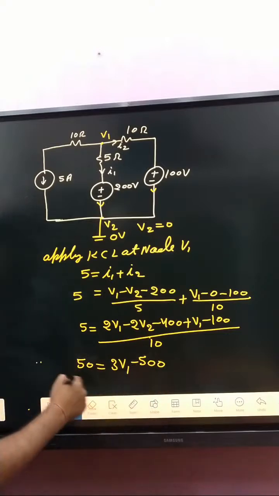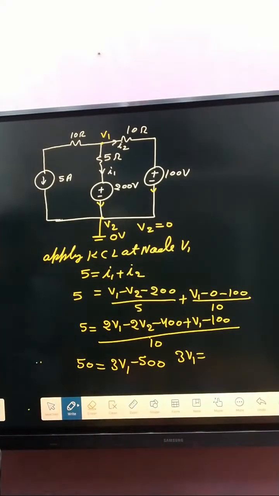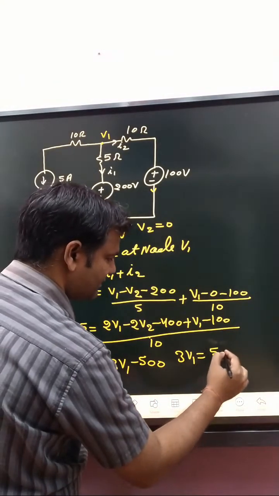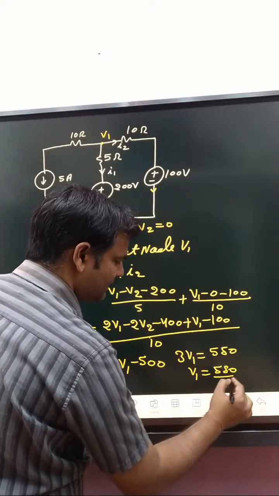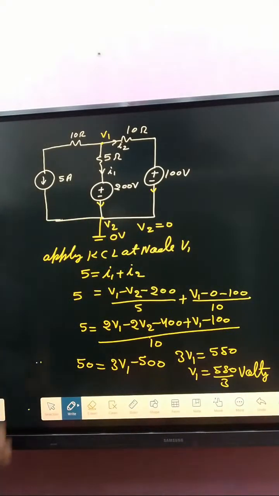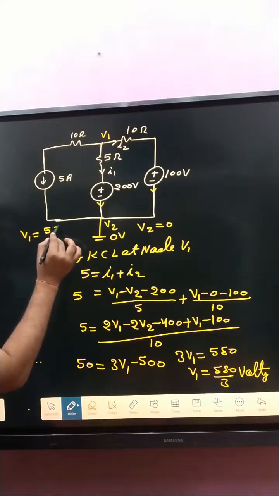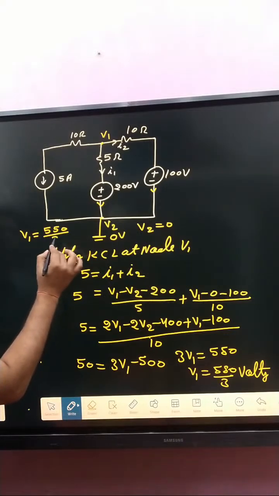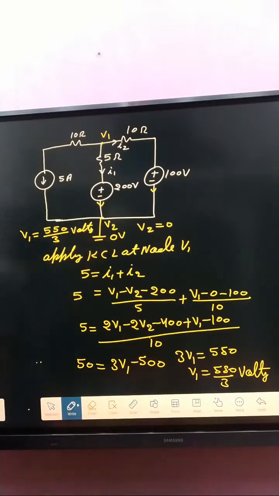So 3V1 is equal to 500 plus 50, so 550. So what about V1? That is 550 divided by 3 volt. Okay. So V1 basically is 550 divided by 3 volt. That is, node voltage V1 is 550 by 3 volt.